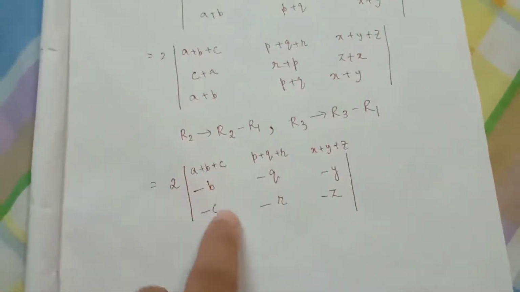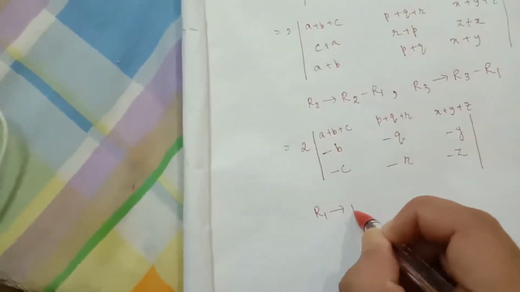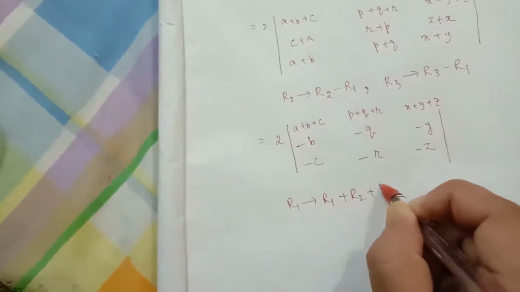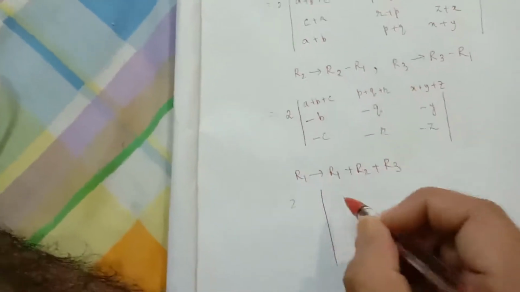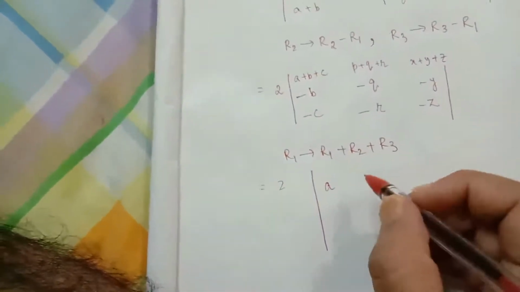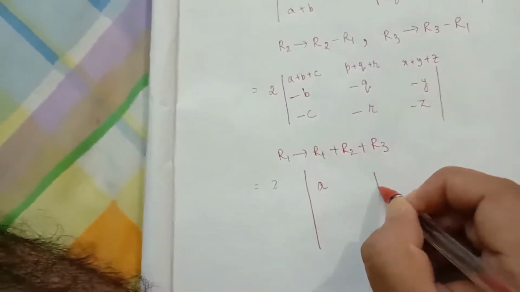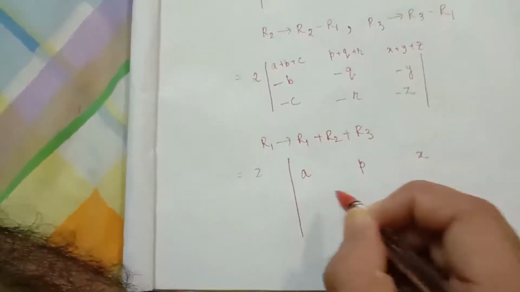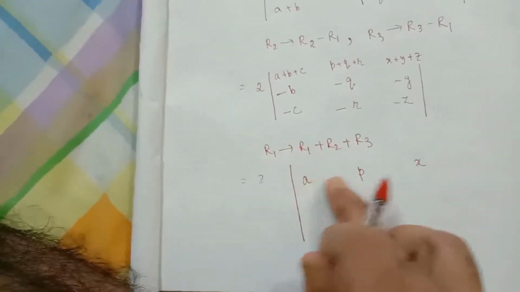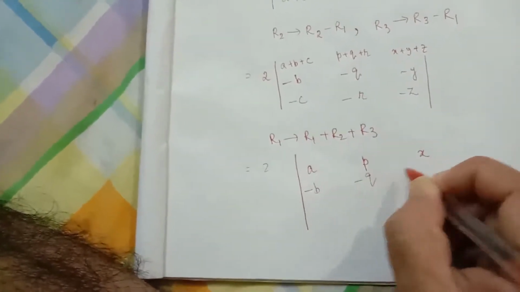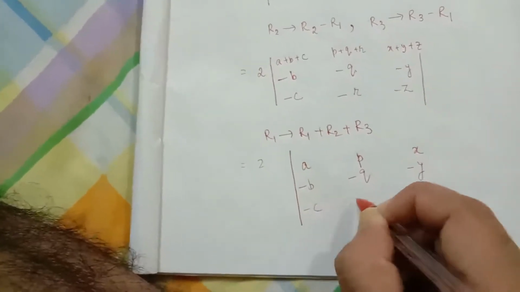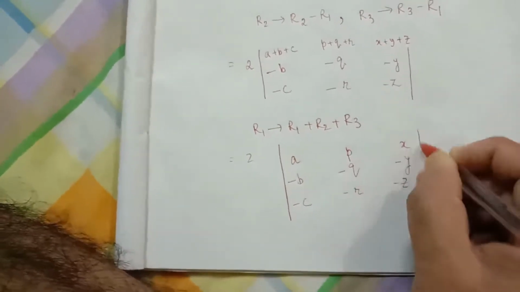Now if we add these three, if we replace R1 by R1 plus R2 plus R3, what will we get? If we add these three, this will become A, because B plus C minus B minus C will get cancelled. This will become P and this will become X. We have replaced R1, only R1 will be changed, this 2 will be unchanged. So minus B minus Q minus Y minus C minus R minus Z.